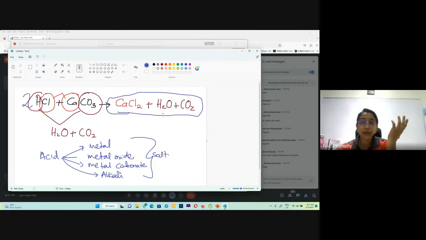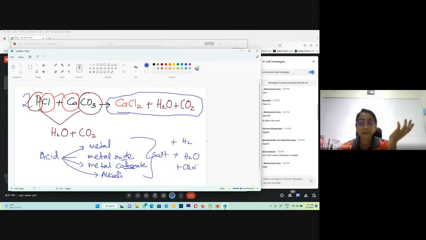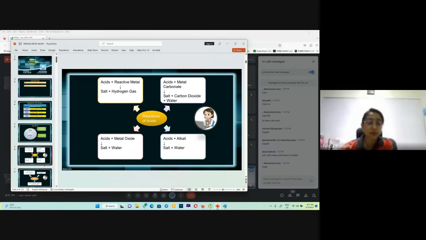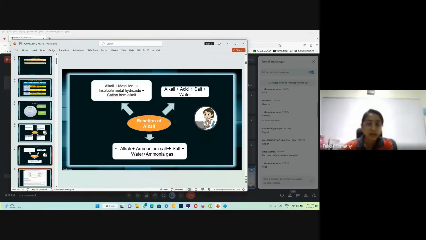But the difference you can find here is for the metal, it must be hydrogen byproduct. Metal oxide, you can see the oxide, so water. Carbonate, can you see carbonate? So it must be carbon dioxide and water. And alkali must be water, solvent. Okay, so tindak balas ni penting. If you are not clear with the tindak balas, then it will affect your equation and the understanding of the reactions. Okay, now we go for alkali.